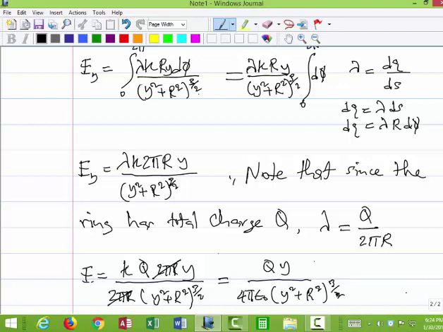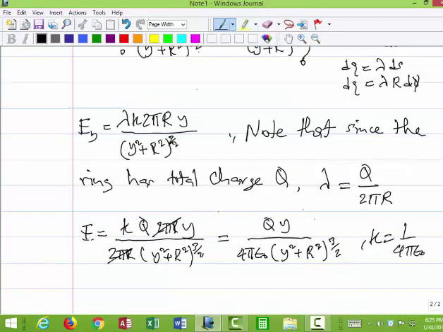Okay. What happened to k? The k is 1 over 4 pi epsilon naught. Okay, so I'll put here that k equals 1 over 4 pi epsilon naught. So this is the electric field in the y direction, along the y-axis, for a ring, as I set it up.